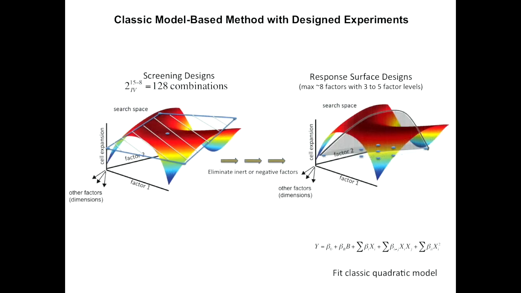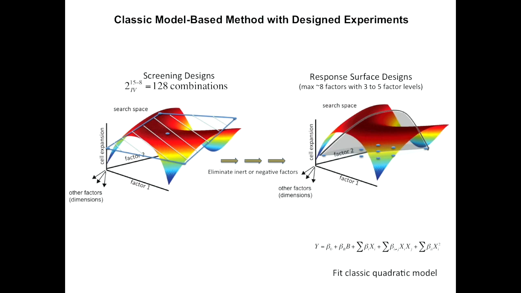So next I will move to the model-based approaches for optimization. So just quickly, these methods are based on designed experiments. So the experiments are based on rigorous statistical principles. And then the second element of the approach is that the experimental data collected in those designed experiments is fitted with a quadratic model.